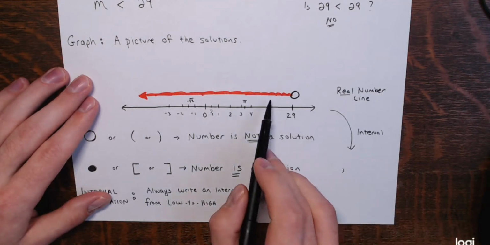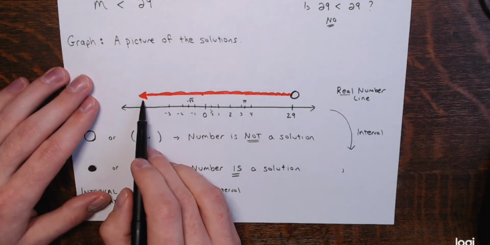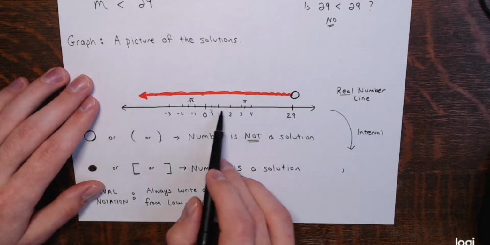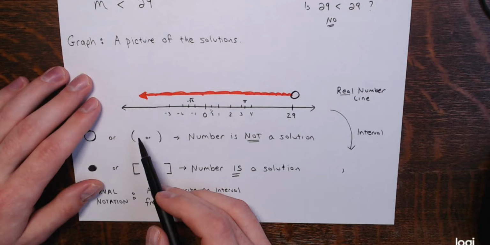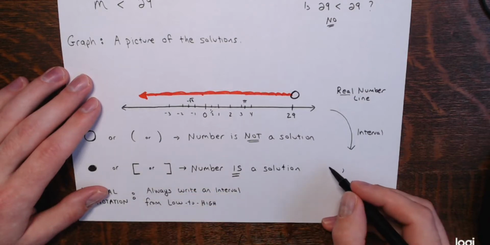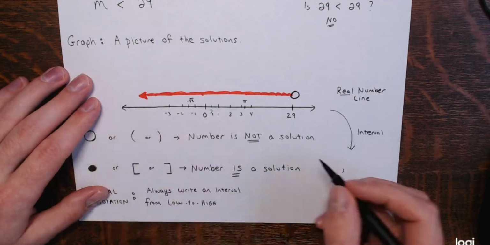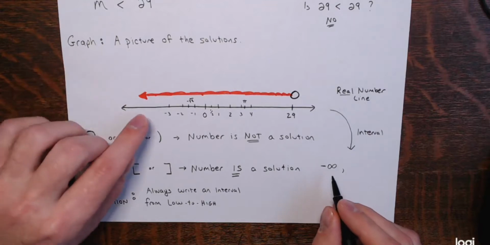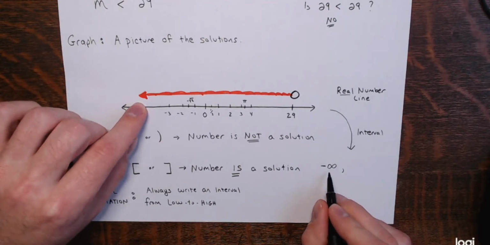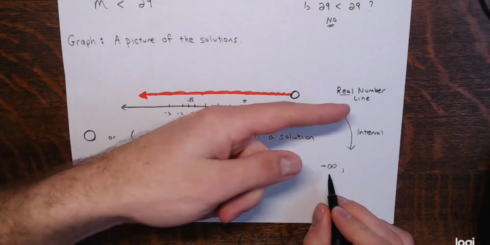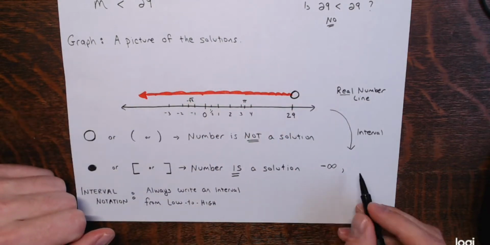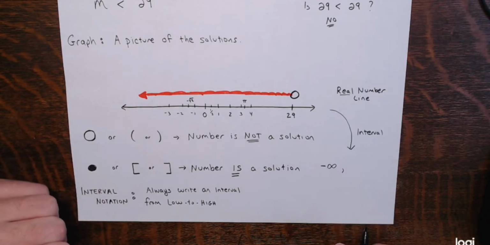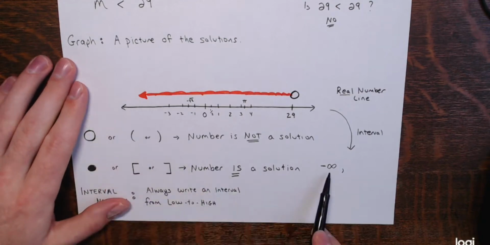Now notice, I drew this here. There's an arrow on the left. There is no left end. It goes to the left forever. All the numbers to the left of 29 forever are solutions. So to indicate that there's no left end, I would say that the left end is at negative infinity. So if there's no left end, you're going to indicate that with negative infinity. If the arrow goes to the right, if there was no right end, you'd indicate the right end with positive infinity. All right, just be aware of that.